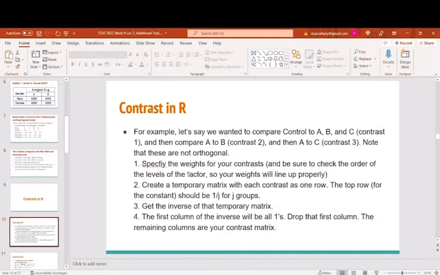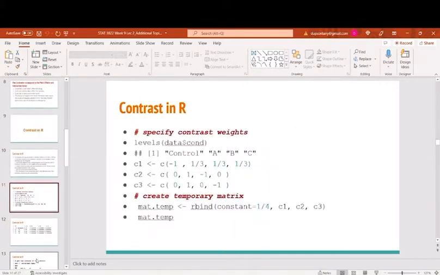Based on this information, I just want to show you now. In contrast 1, what did they tell us? They want to compare control with the other 3 levels of treatment, A, B, and C. Now, look at the weight. I'm going to write control, A, B, C in contrast 1. If I want to do that in R, I'm going to write C1 <- c(-1, 1/3, 1/3, 1/3). Why do I say 1/3, 1/3, 1/3? That is the weight of the other levels of the treatment that I want to compare with the control. The weight of the control here is -1.